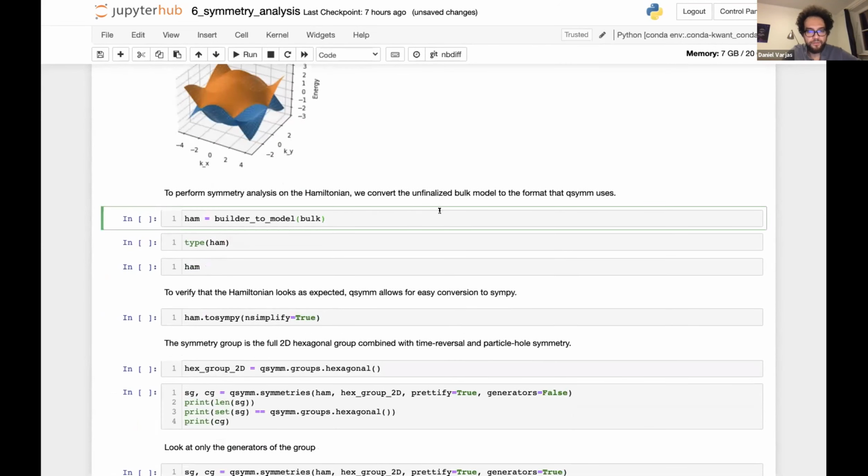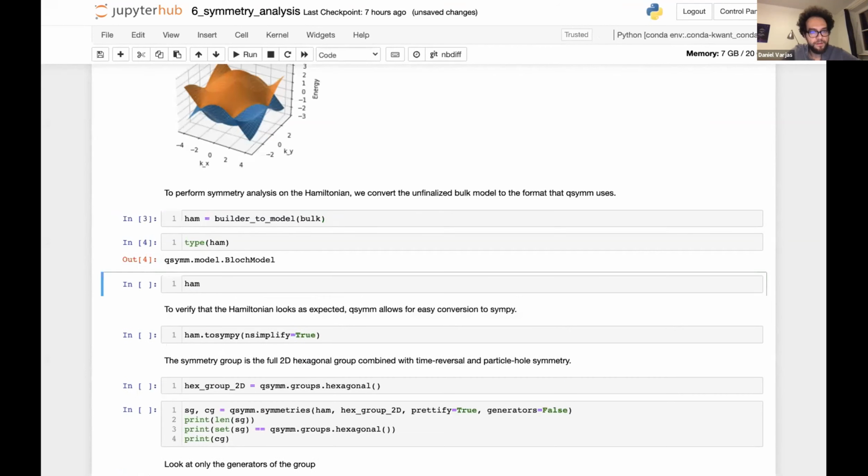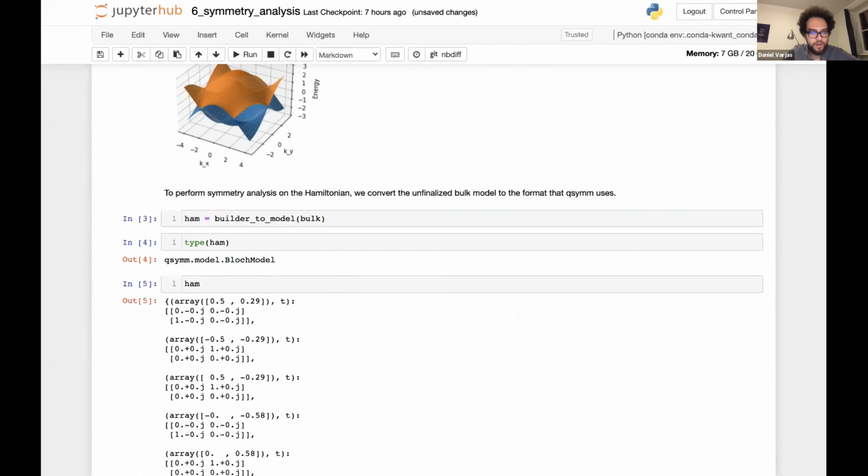So first of all, we convert this Quant builder, which we called bulk, because this is a bulk system with 2 translation invariants, with the 2 directions of translation invariance. We convert it to a QSymm model. So this is a Bloch model, which is used to store tight binding type Hamiltonians. We also have the model class, which can be used for k.p or even very general momentum dependence.